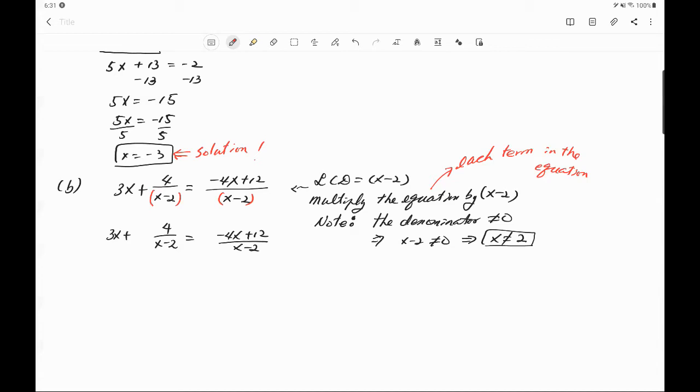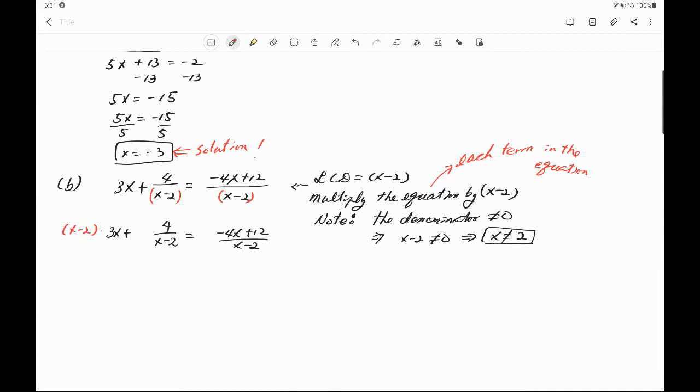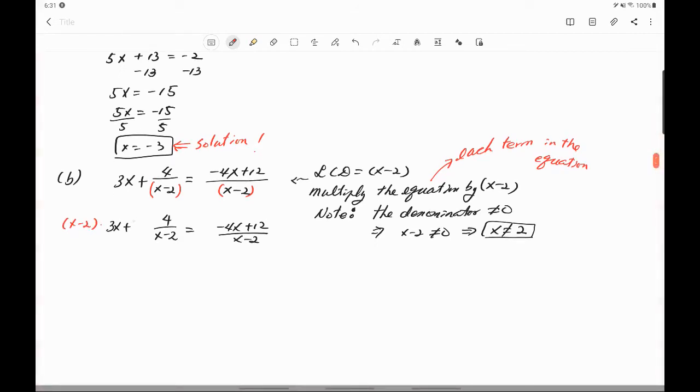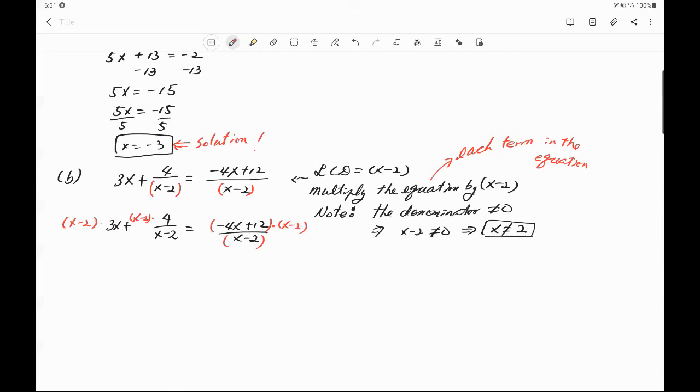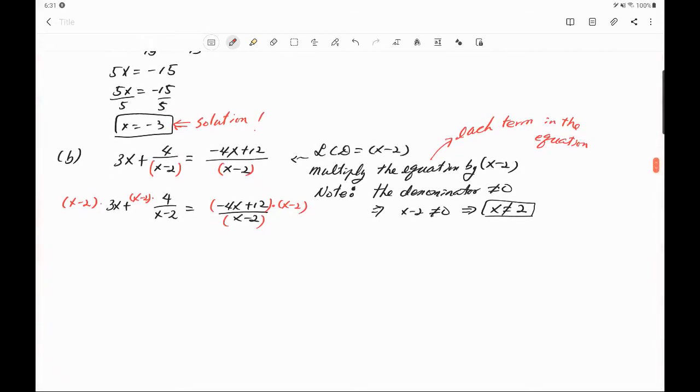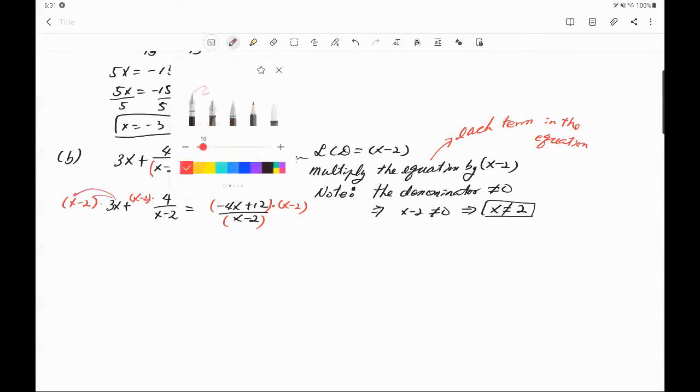So let's multiply the equation by LCD, which is x minus 2, which means I'm going to multiply each term by x minus 2, and the second term by x minus 2. So let me write it in the numerator part. So I'm going to multiply this one by x minus 2. Okay, then do what? Do the distribution, right? Multiply this and then this.